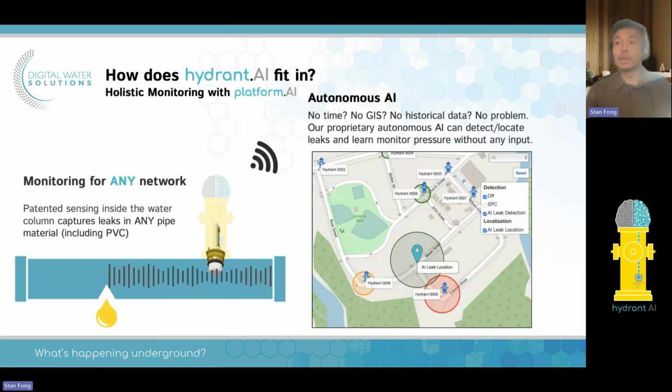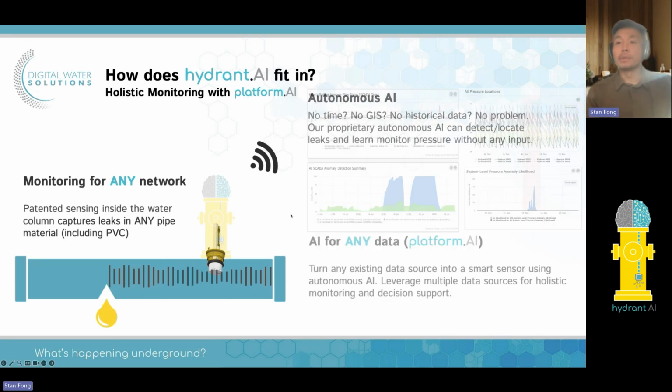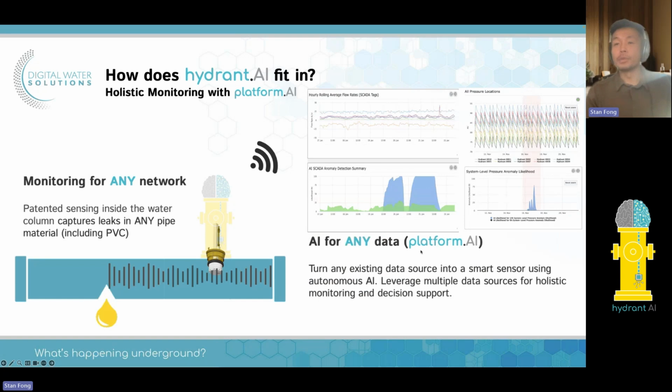So what we've also worked on is trying to come up with machine learning models that don't rely on GIS, that don't rely on historical data. You just plug it in and you're able to detect and locate leaks. You're able to monitor pressure without any input. So that same basis is what's used for platform.ai, which is really just taking that autonomous AI and saying, you can apply this to any data source that you already have.